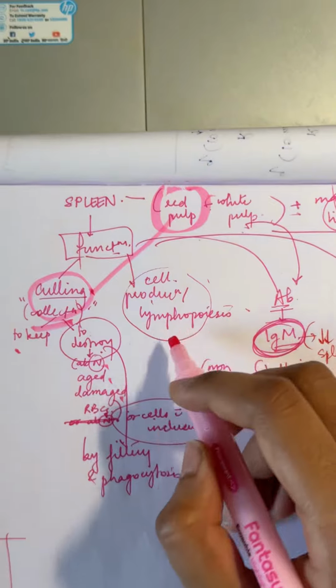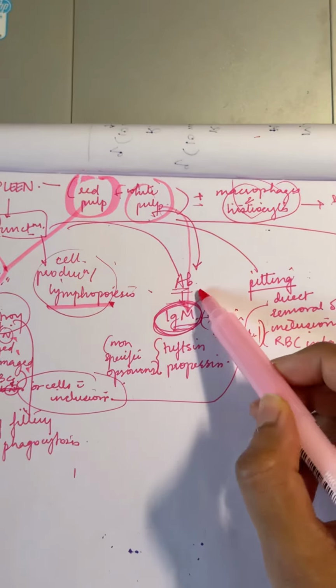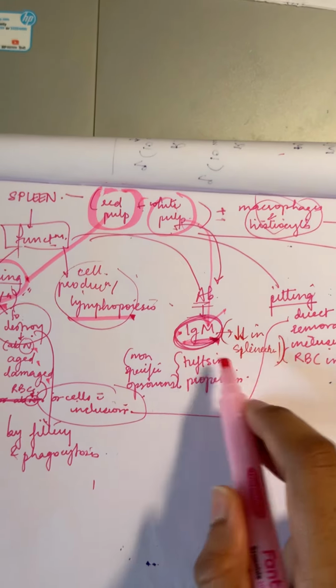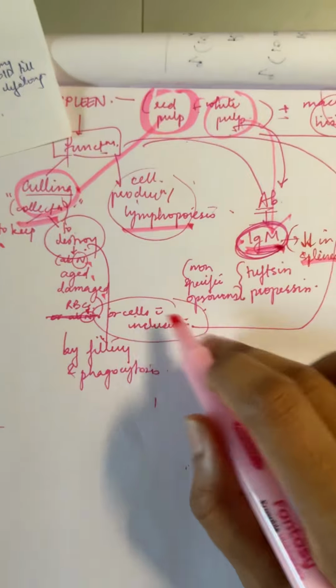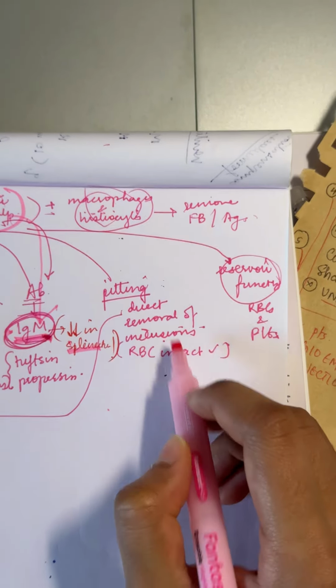Your lymphocytes and WBCs are also constantly being produced in the spleen. In the white pulp, you also have production of antibodies, predominantly IgM. It's a specific antibody. And the non-specific opsonins like tuftsin and properdin are produced here. Apart from destroying cells with inclusions, it can also directly remove the inclusions from the cells and keep the RBC intact by a process called pitting. It also acts as a reservoir for RBCs and platelets.